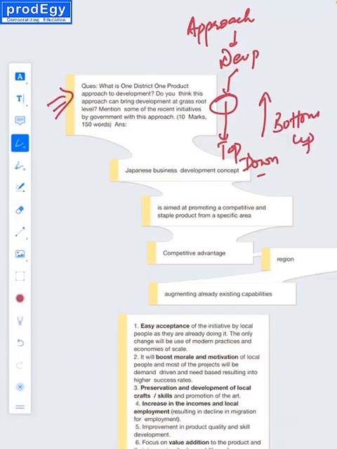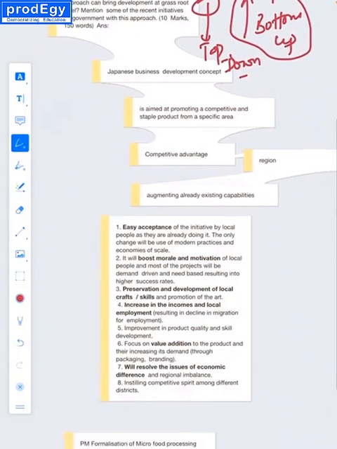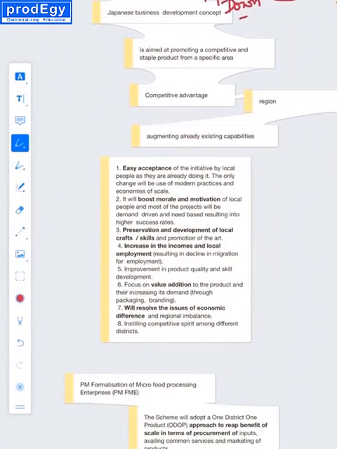And this bottom-up approach of development has one other advantage. What is that advantage? That it uses the local knowledge which is already available, and it vertically integrates the ground level to the top level. And this one district, one product approach has all these advantages of the bottom-up approach of planning. This approach, though initiated in Japan, has been adopted in several countries, and India has also adopted it recently.